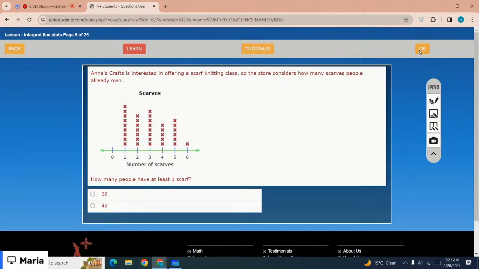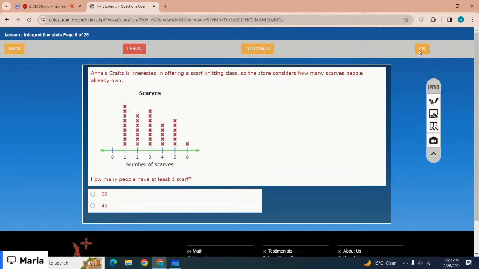Anna's Craft is interested in offering a scarf knitting class. So the store considers how many scarves people already own. So the question is how many people have at least one scarf. So which is the correct option? At least means the minimum value would be 1, right? And the greater value could be any. So you need to count all the x that are in front of the number of scarves that are greater than 1, right?